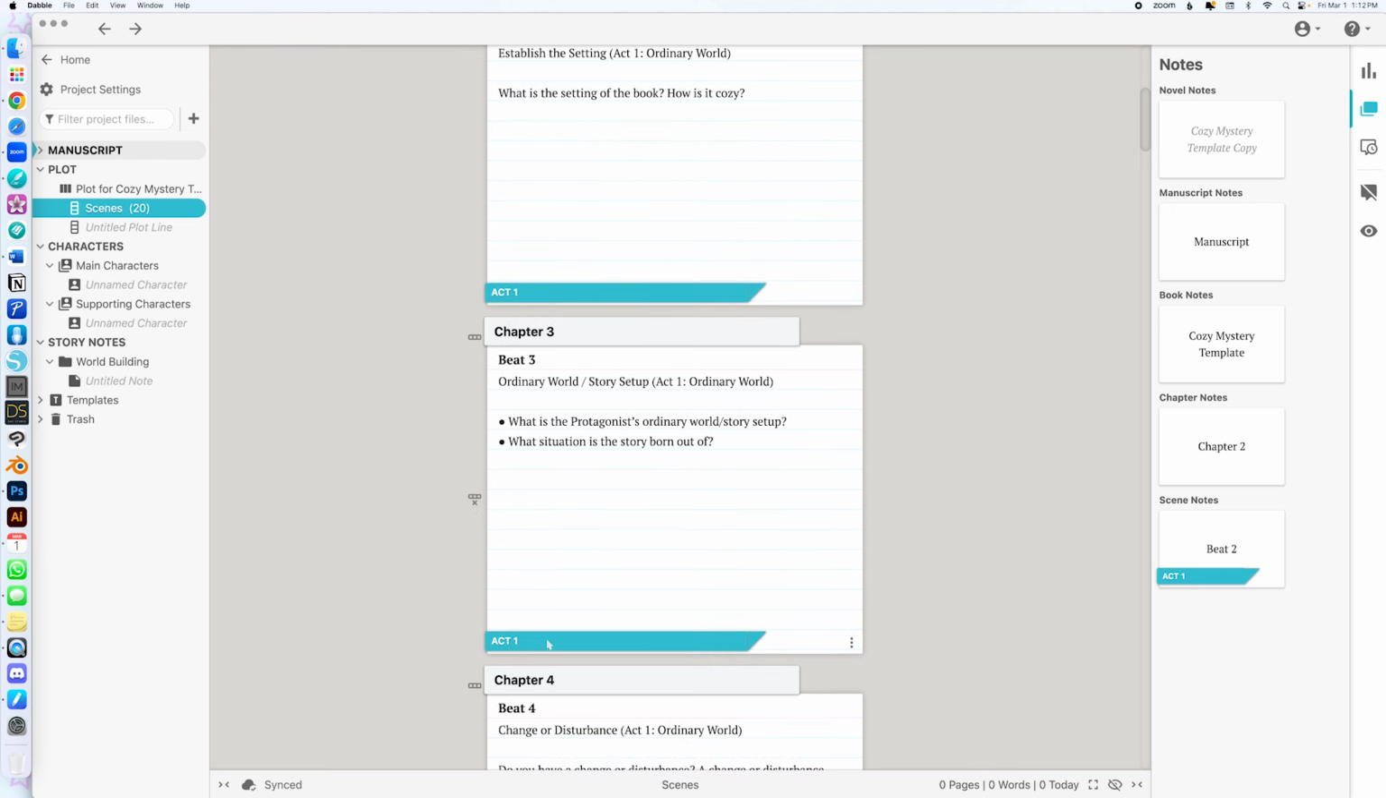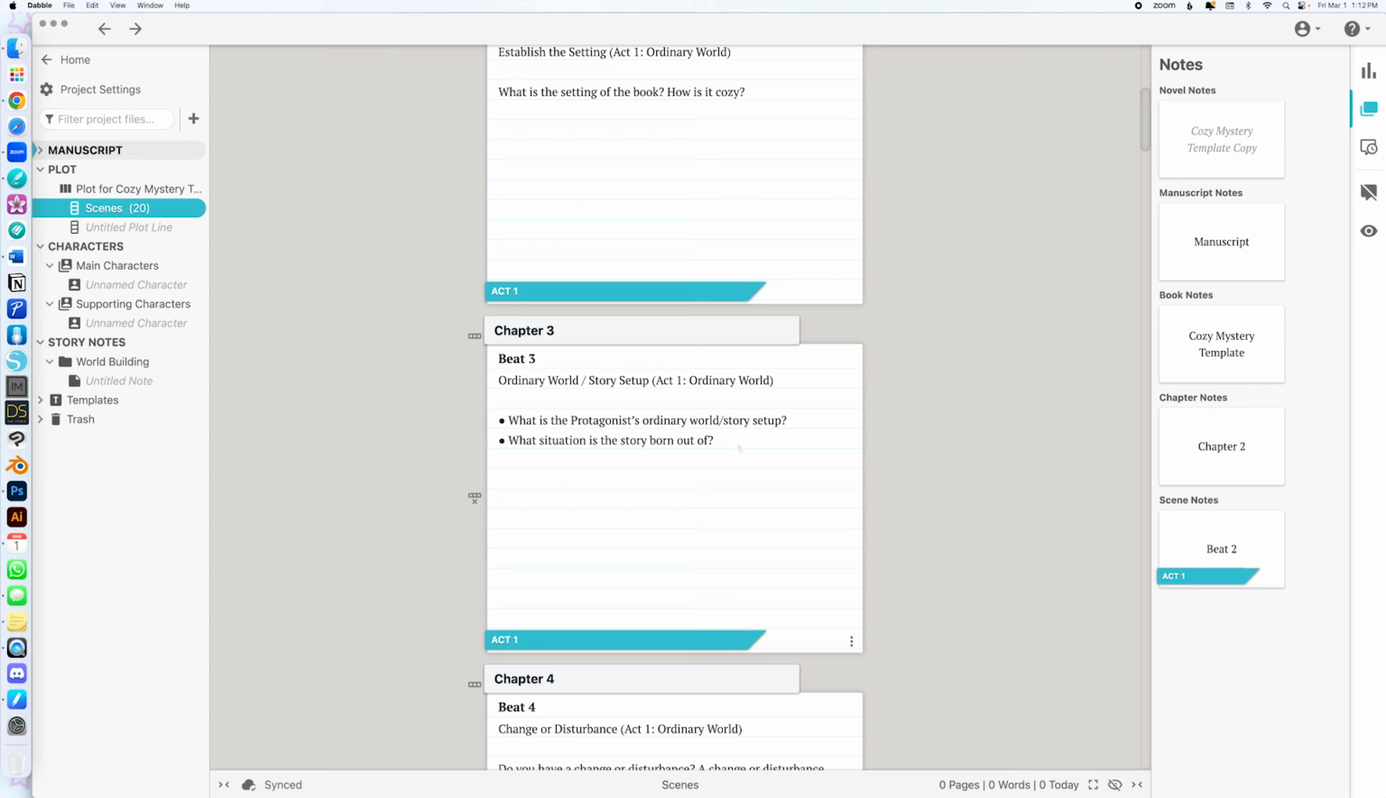Beat 3, still in Act 1. Beat 3 is the ordinary world and story setup. So still an ordinary world, but in this beat we want to talk about what the protagonist's story setup is. What situation is the story born out of? For something like this, you want to almost start dropping hints to what is to come. If there's something that's going to come into play later in your story, a clue or something, then you want to use this as an option to drop some of those clues.